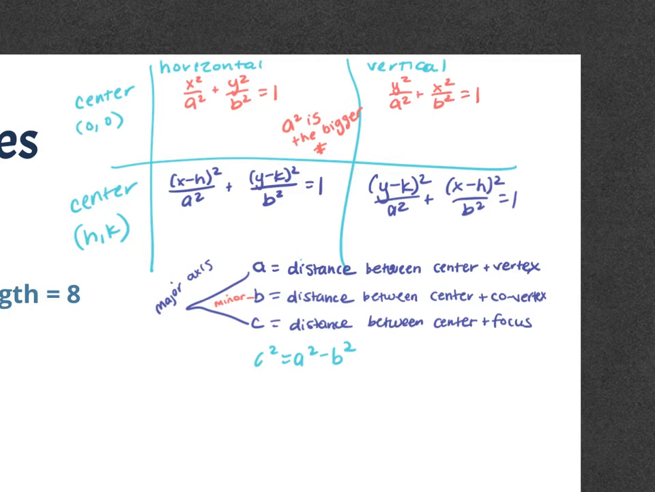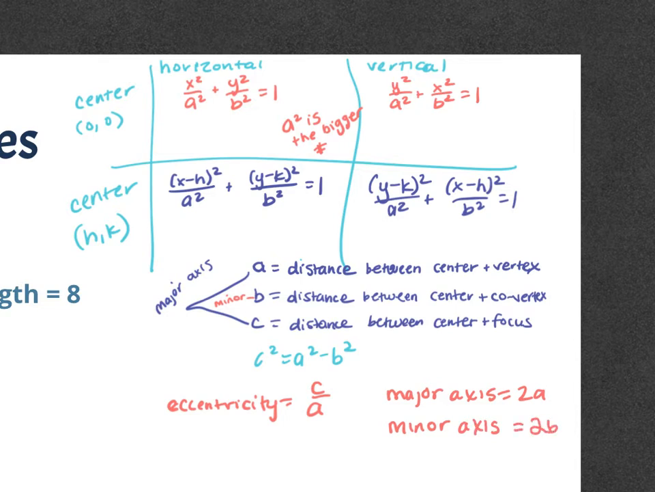Yesterday I also gave you eccentricity equals c over a, major axis length equals 2a, because we're going to see that today, and minor axis equals 2b. So this is kind of like your cheat sheet, okay, for ellipses, but you definitely need to know all that stuff.